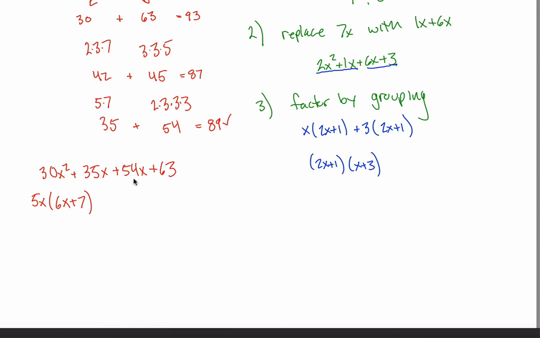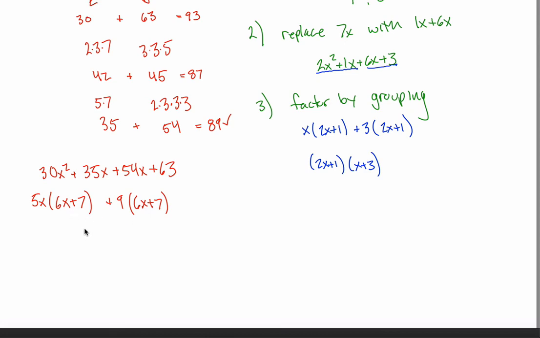And then I stare at this next term, and I'm like, how do I recover this product? What can I factor out of this to be left with 6x plus 7? Well, 9 times 6 is 54. So it must be the case that if I factor out a 9, I'm left with 6x plus 7. Let's see, does that work? 9 times 6 is 54. 9 times 7 is 63. Yeah, that all looks good.